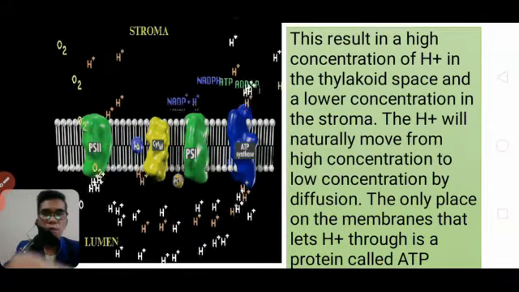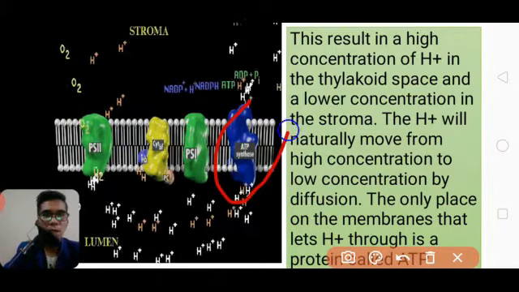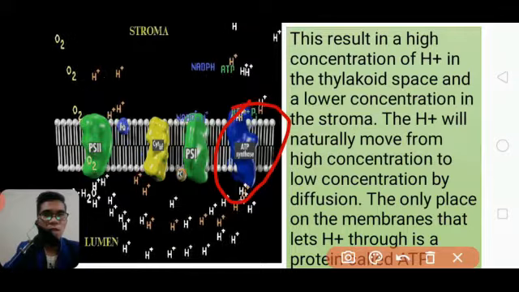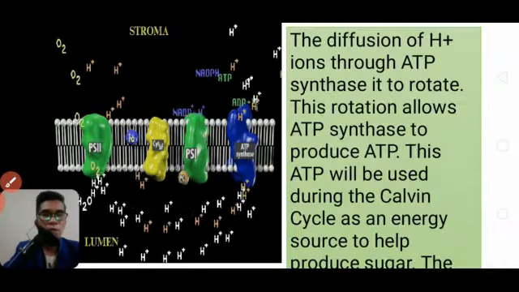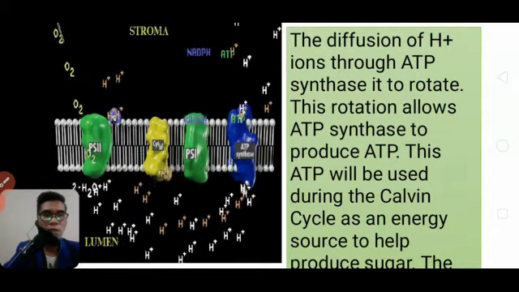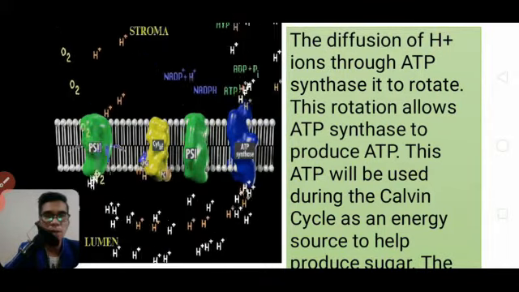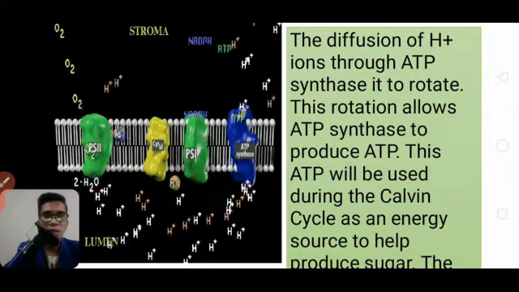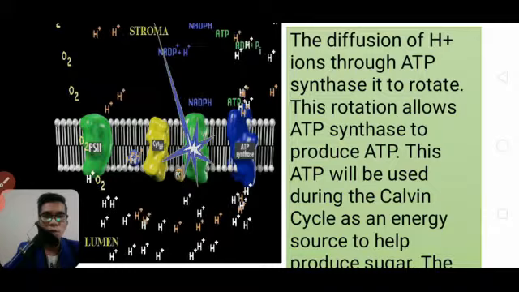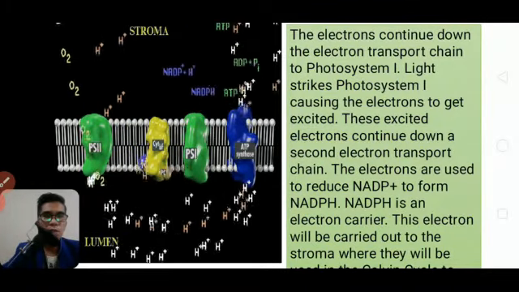In other words, there should be a balance. This is now the time that the production of ATP, made possible by ATP synthase, takes place. The diffusion of hydrogen ions through ATP synthase makes it rotate. This rotation allows ATP synthase to produce ATP. In other words, the ATP will be used during the Calvin cycle as an energy source to help produce sugar. The electrons continue down the electron transport chain to photosystem I.